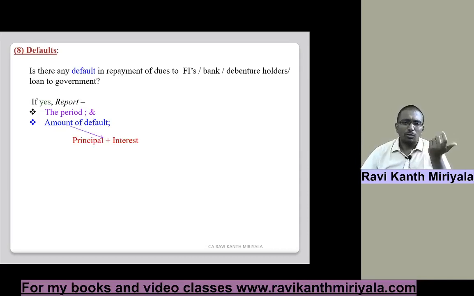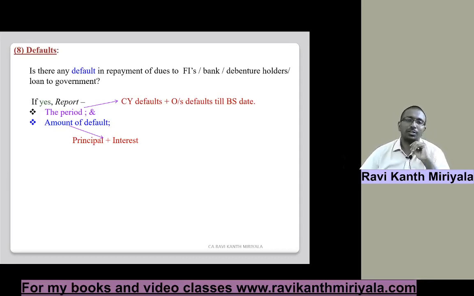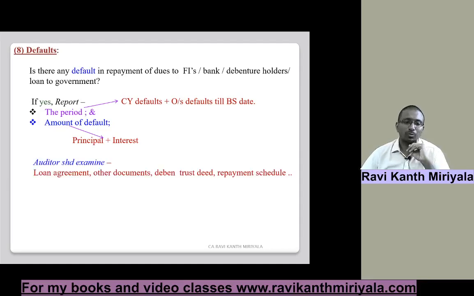Fine. So, amount of default. It's not just interest; it's the total default. What was due, is it paid or not? The amount includes principal plus interest. Which period? Current year defaults plus outstanding defaults till the balance sheet date. If it is outstanding and still not paid, then you are supposed to consider that, and it is also supposed to be reported.